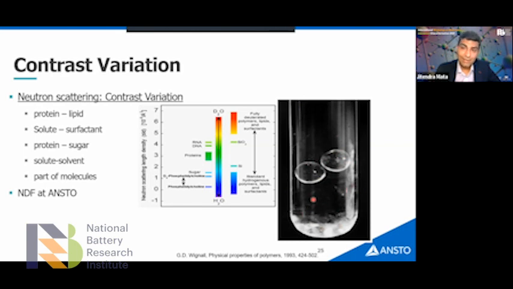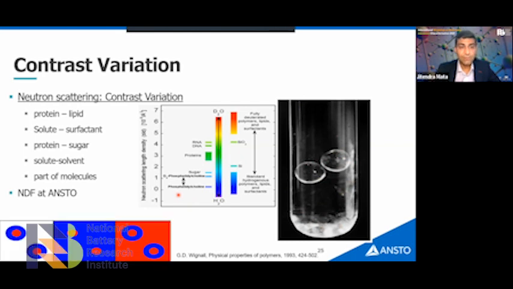So that is exactly what we do in contrast variation. For example, if I am interested in something like a core-shell particle, then with a contrast different from both core and shell, I can see all 3 components. But if I match the contrast to the shell part, I can only see the core. Or if I match the contrast with the core, I can only see the shell. And by doing this structure analysis, we get so much information.